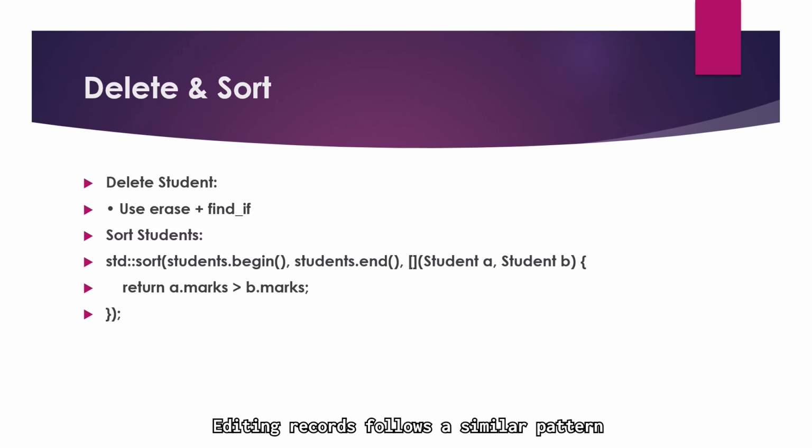Deleting records follows a similar pattern to searching. Use std::find_if to locate the student, then remove them using the erase function. Make sure to handle edge cases like if the student isn't found. Sorting adds a slightly more advanced twist. With std::sort and a custom comparator lambda, you can sort students based on marks or names. It's a powerful example of how STL and custom logic work together for real-life use cases.